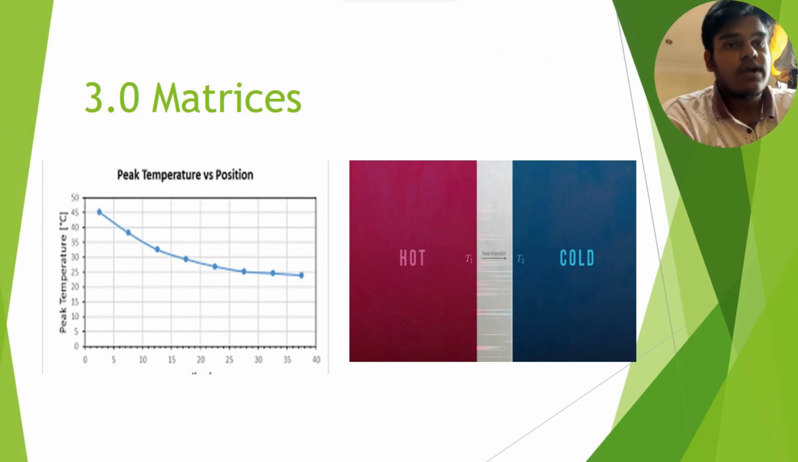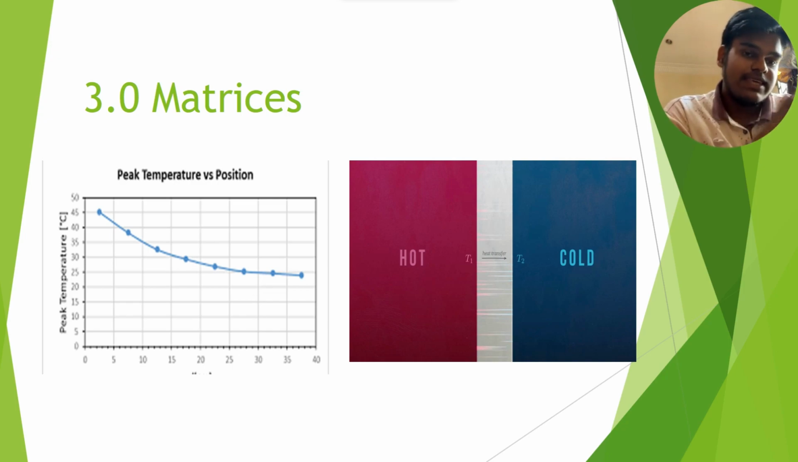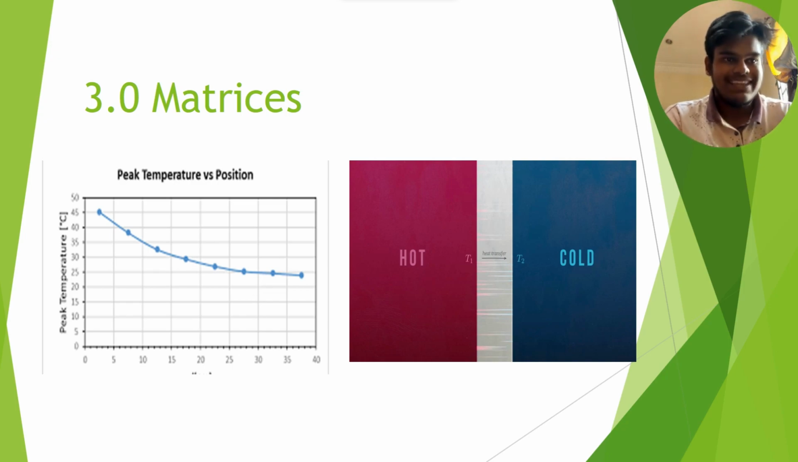Today, I'm going to talk about the application of matrices in heat transfer. Heat transfer is a phenomenon where heat is transferred from the hot side to the cold side by passing through a material. The amount of heat transfer is determined based on the thickness of the material. When the thickness of the material is increased, the heat will be reduced, as we can see in this graph.